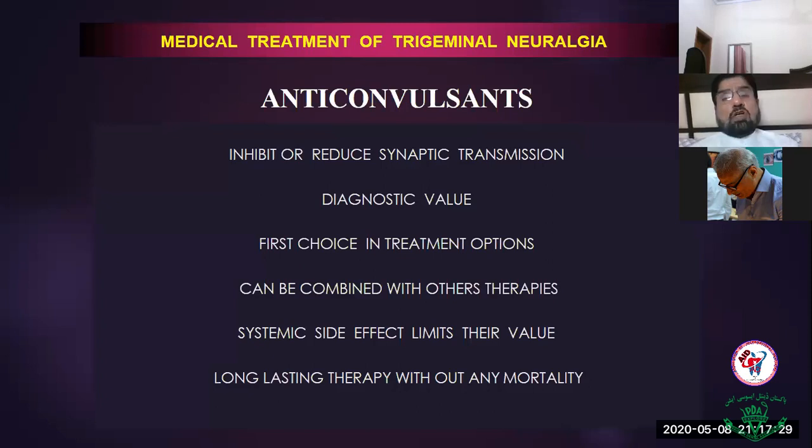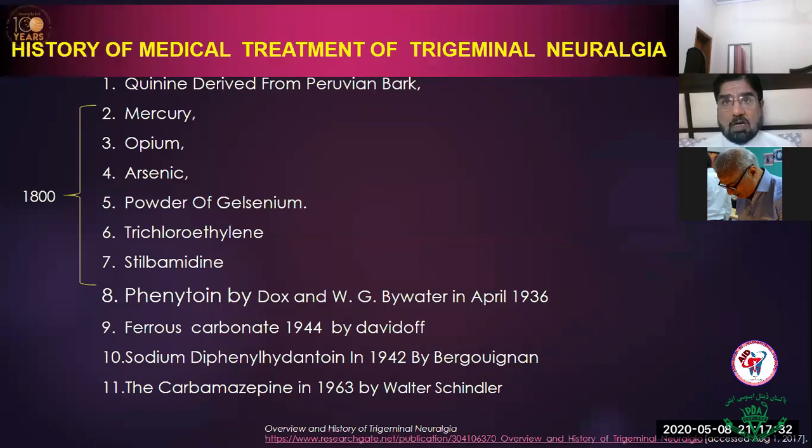Now, when we talk of the medical history regarding use of drugs in trigeminal neuralgia, quinine was the first drug which was used. Then mercury, opium, arsenic, powder of gelsemium, trichloroethylene, stibamidine, phenytoin in the 19th century. In the 1800s, we have just a zigzag pattern of medicines without any definite clinical trial. But from 1936, we have pure anticonvulsants in the market.